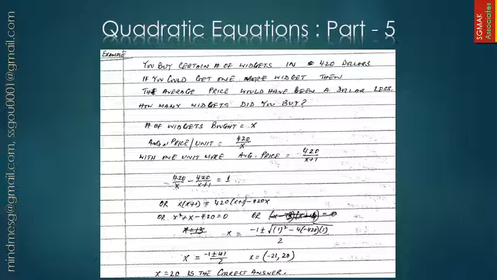That gives you the quadratic x squared plus x minus 420 equals 0. So x is minus 21 and 20. Since x represents the number of items, it cannot be negative, so x equals 20 is the correct answer.